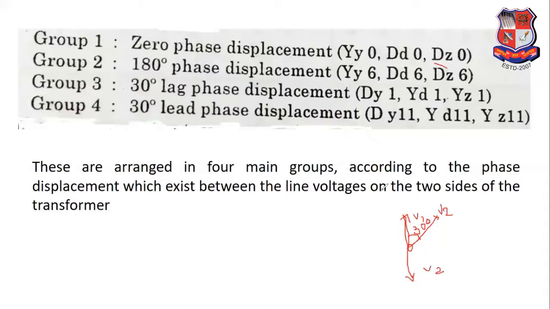And 30 degrees leading. Leading means the secondary voltage leads the primary voltage by an angle of 30 degrees. So if you consider this as 12, then this is 11. So this connection is known as DY11, YD11, and YZ11. Okay? Now we will see all the connections one by one, how each connection is formed.